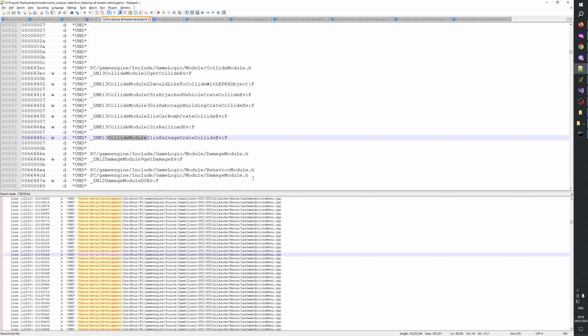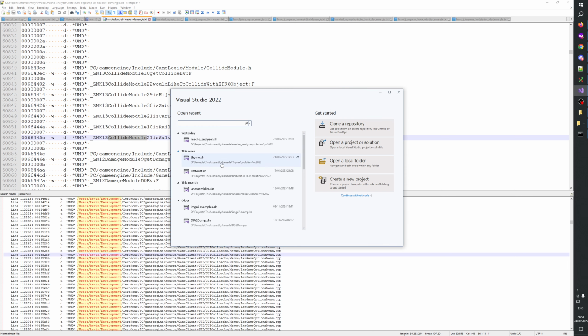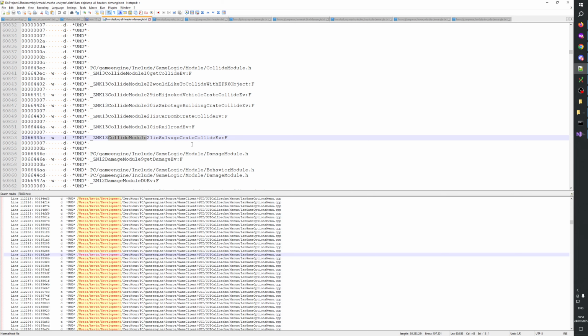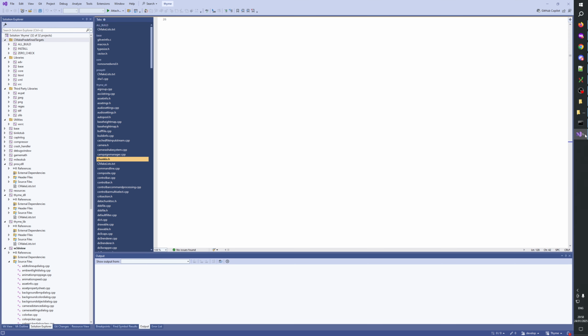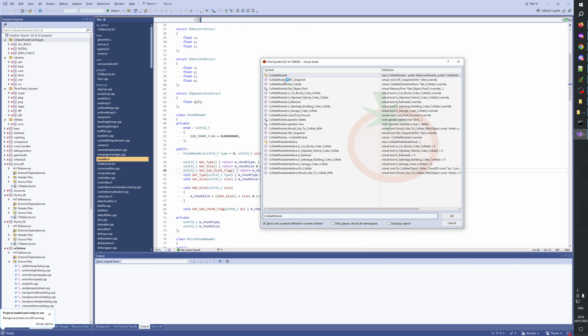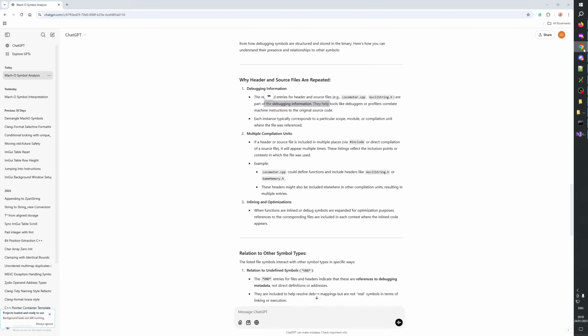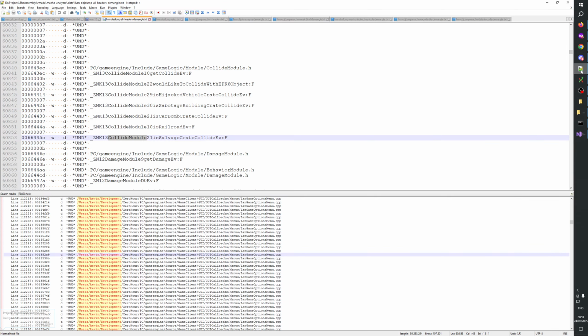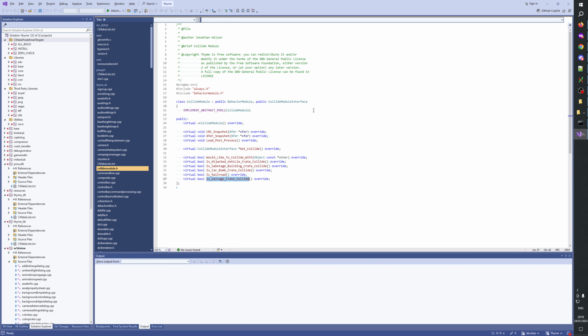Let's search for this in Thyme actually. Let's see if this is already there. I think it's not. We probably don't have this collide crate. Collide module. I don't know. Collide module, actually we have it. Is salvage crate collide. There we go.